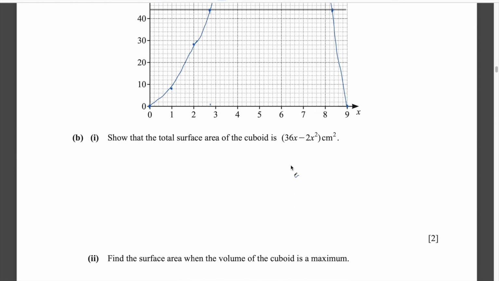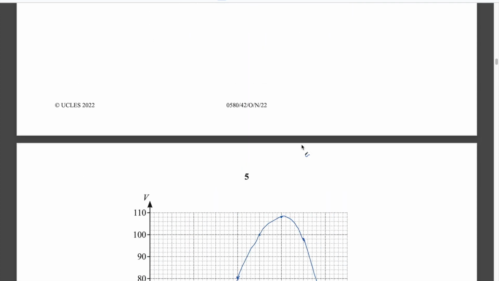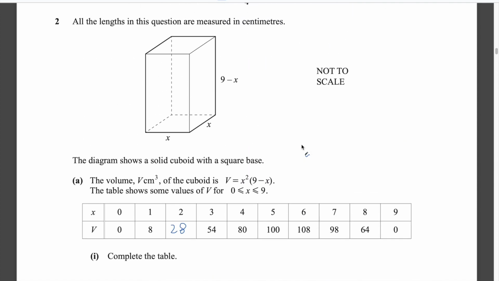It says show that the total surface area of the cuboid is 36x minus 2x squared. We know that total surface area is the sum of all faces. Now you have 1 square as the base. I write here, area of the square is x times x, or x squared. So you have 2 such squares, so it will be 2x squared, plus the area of this face will be length times width, so it will become x times 9 minus x.